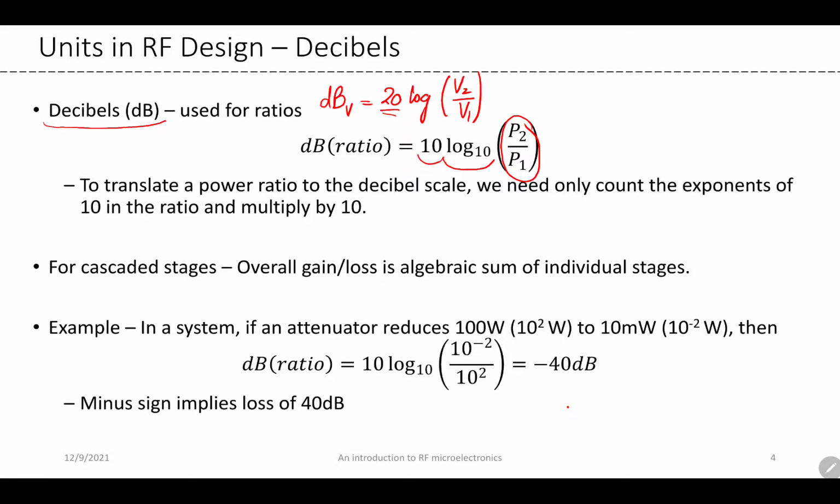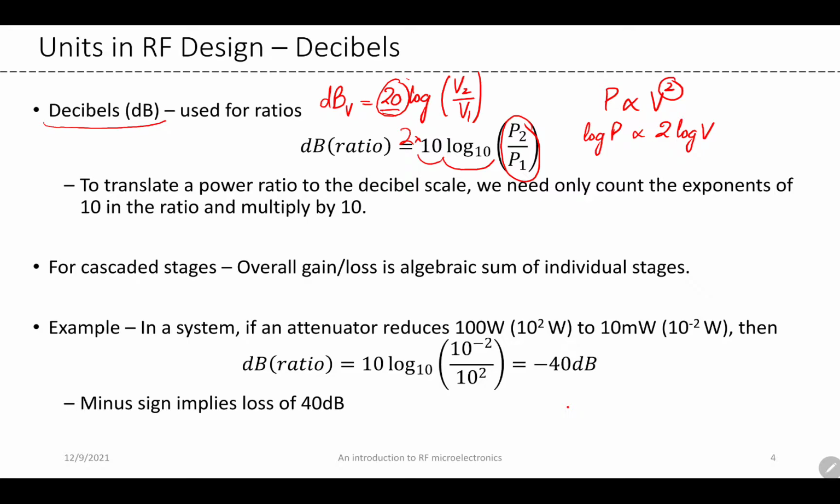Now why 20? Because power is proportional to the square of voltage. And if you apply a log, then log of P would be approximately 2 times log of V, right? So that 2 on the square gets converted to a multiplication of 2, and you get 2 into 10, which gives 20 as the multiplier instead of 10.